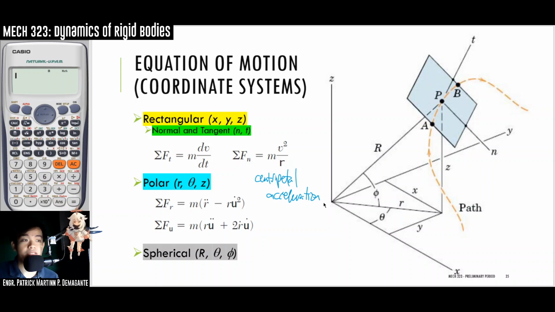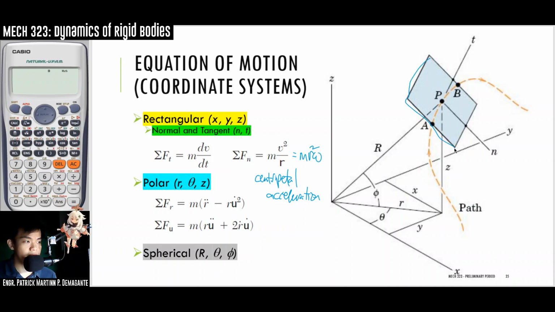Centripetal acceleration, or pwede rin siyang maging m r w, m r squared w. Saan to nanggaling? Check nyo. Recall nyo yung ating tangent and angular motion, and tangent and angular motion ng mga equations. Ayan siya, centripetal.